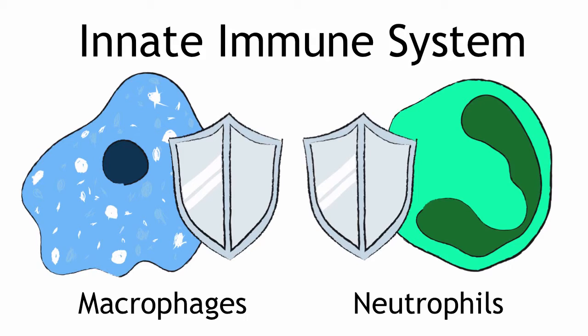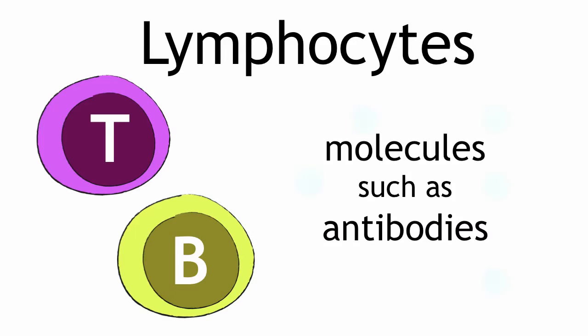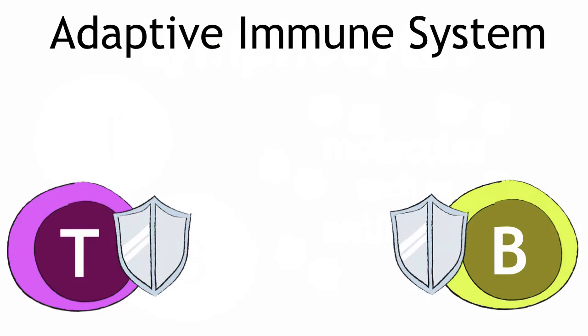If the bacteria cannot be controlled by members of the innate system, then more specialized immune cells, called lymphocytes, will be recruited to your leg. Lymphocytes include T cells and B cells. They work together to produce molecules, including antibodies, which help to clear the infection. T and B cells are members of the so-called adaptive immune system.